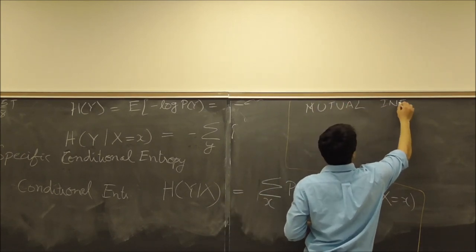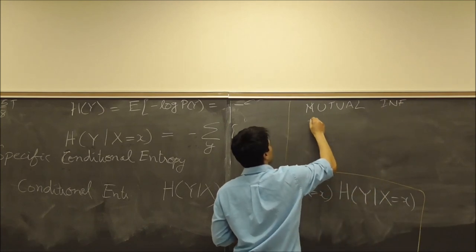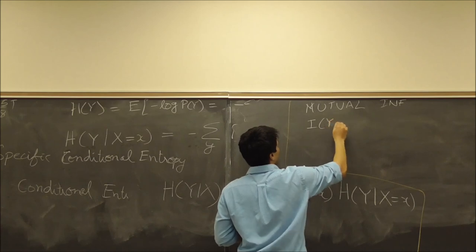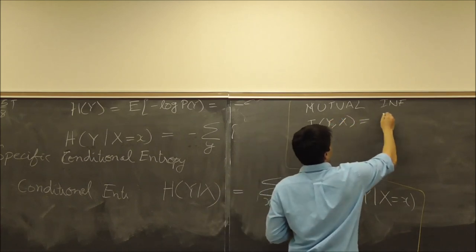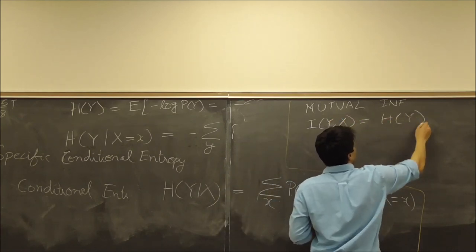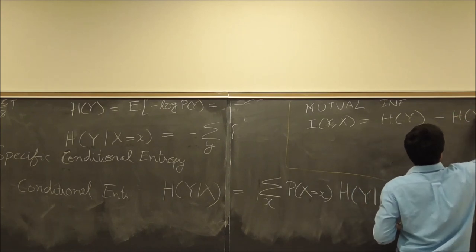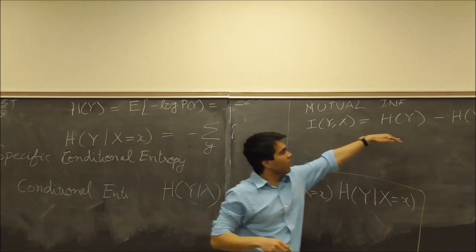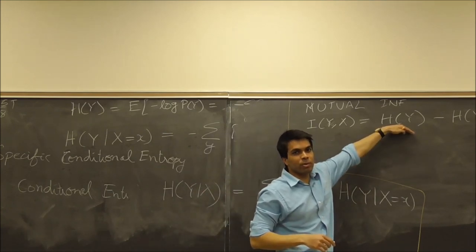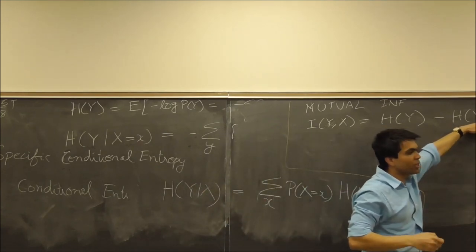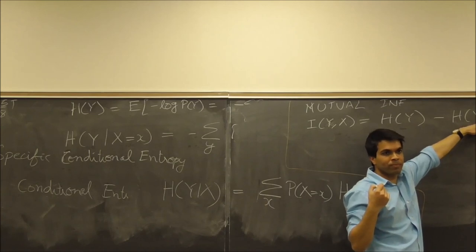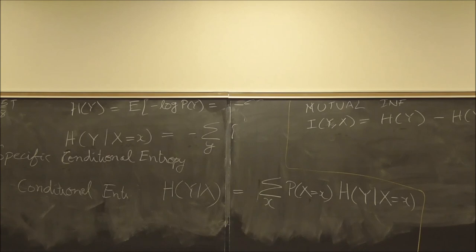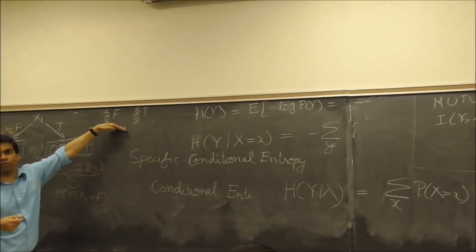Mutual information, which is I(y, x), is the entropy of y minus the conditional entropy of y given x. Think of this as: what was the uncertainty in the distribution about y, and what is the uncertainty after I told you x? So it's exactly this thing. This is what we started off with. This was the distribution over y.